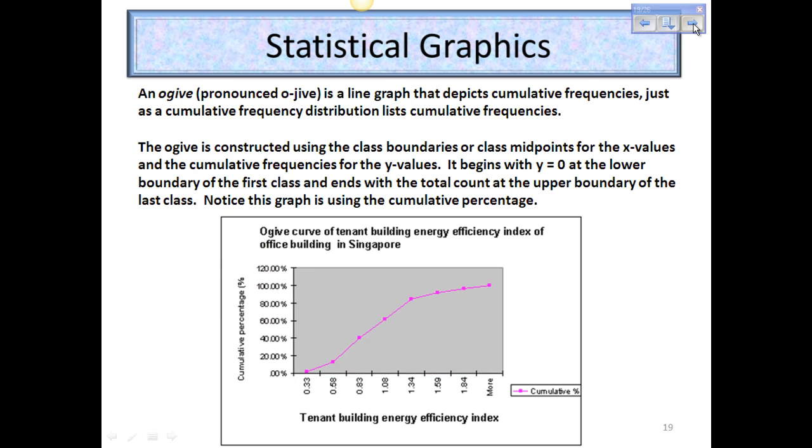An ogive is a line graph that depicts cumulative frequencies, just as a cumulative frequency distribution lists the cumulative frequencies. The ogive is constructed using the class boundaries or class midpoints for the x values and the cumulative frequencies for the y values. It begins with y equal to 0 at the upper boundary of the first class and ends with the total count at the upper boundary of the last class.